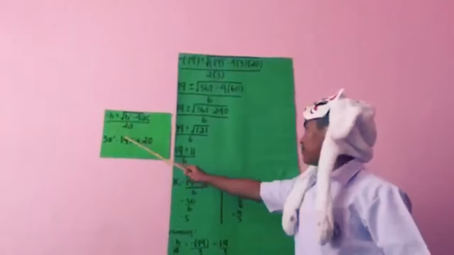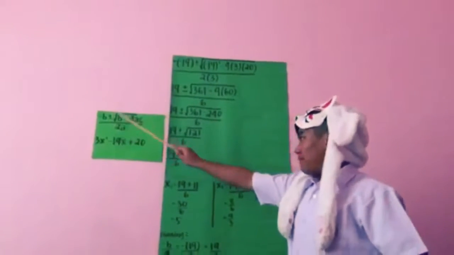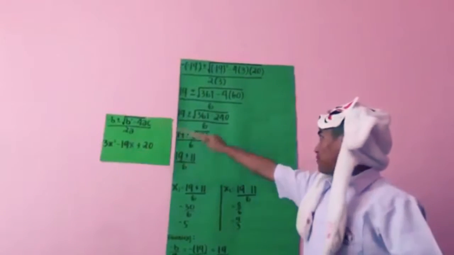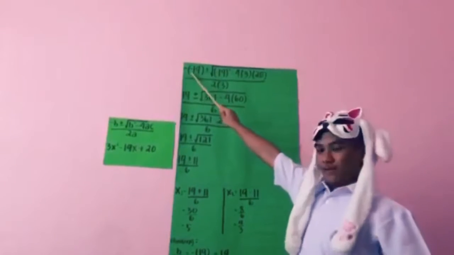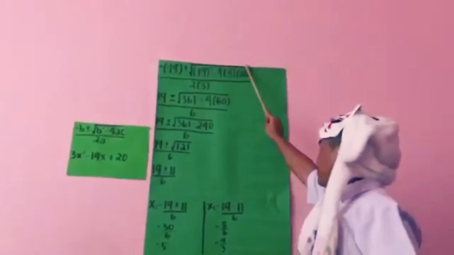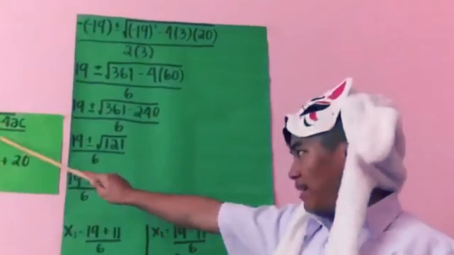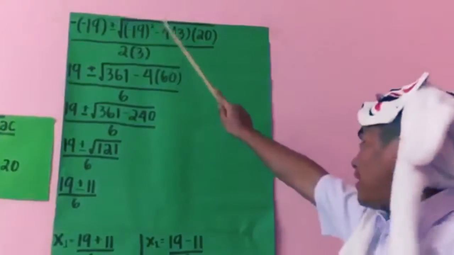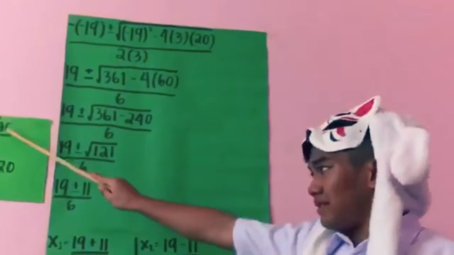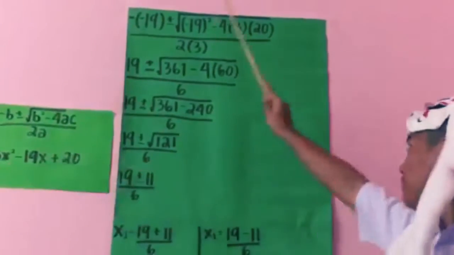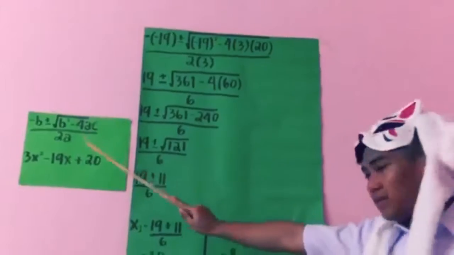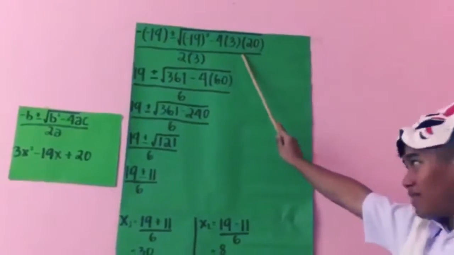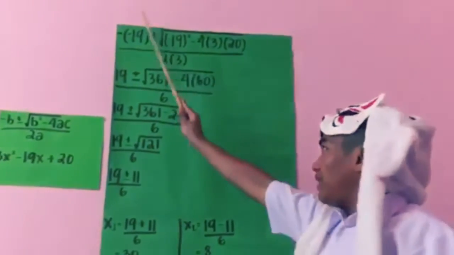And then we substitute negative b. B here is negative 19. So put there negative 19, then plus minus square root b squared. B is negative 19, so you put negative 19 squared, minus 4ac. A here is 3, so you put 3. C is 20, so here 20. And then we solve.